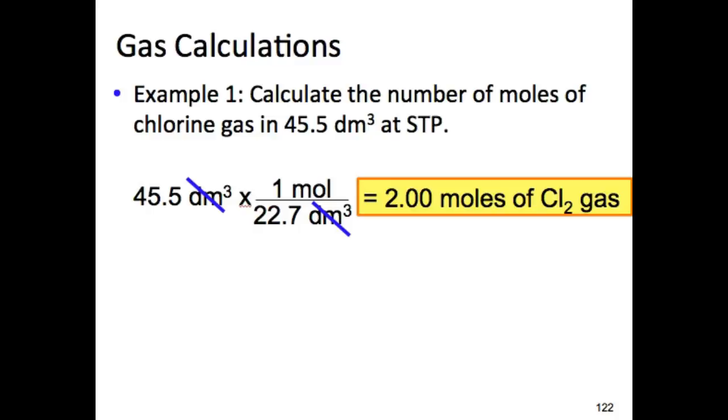Example 1 is asking us to calculate the number of moles of chlorine gas in 45.5 decimeter cubed at STP. So we see that we're talking about a gas, and we see that we're at STP. So we know that we could use the value of 22.7 decimeter cubed. You start with your given, which is 45.5 decimeter cubed, and we convert to moles, and we see that we have 2 moles of chlorine gas.